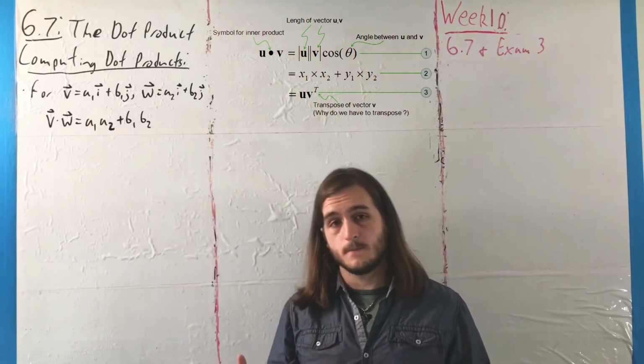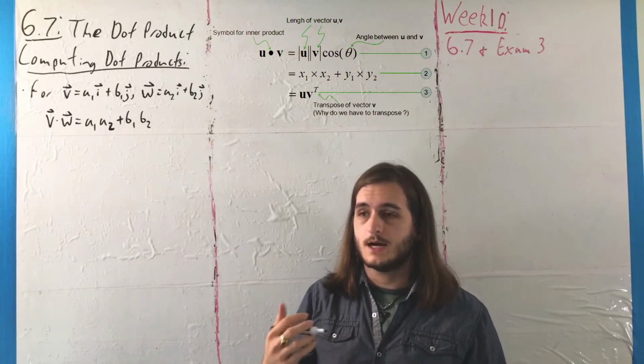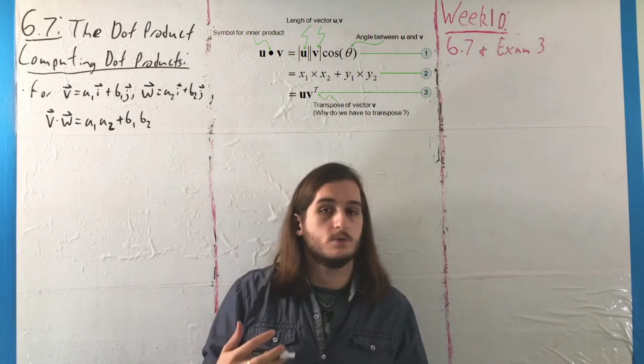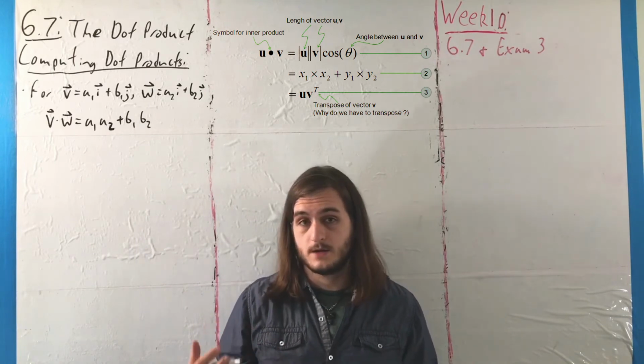It's important to note that when we take the dot product of two vectors, we will get a scalar value. That is, we'll just get a number, not another vector.